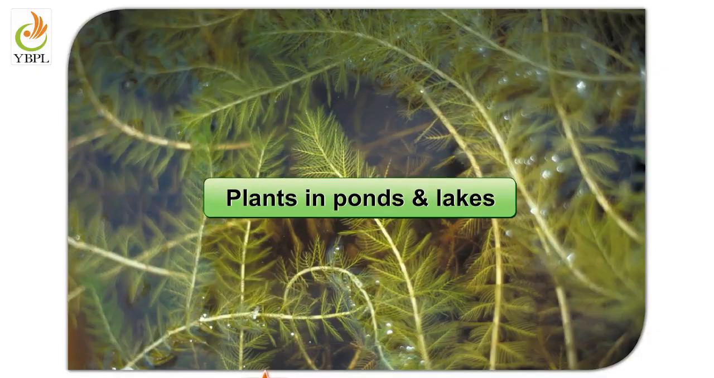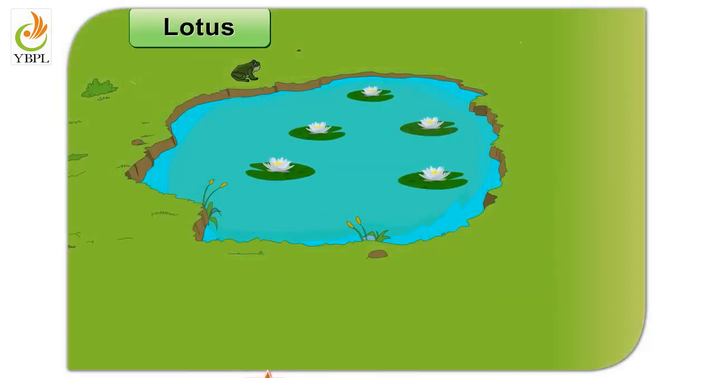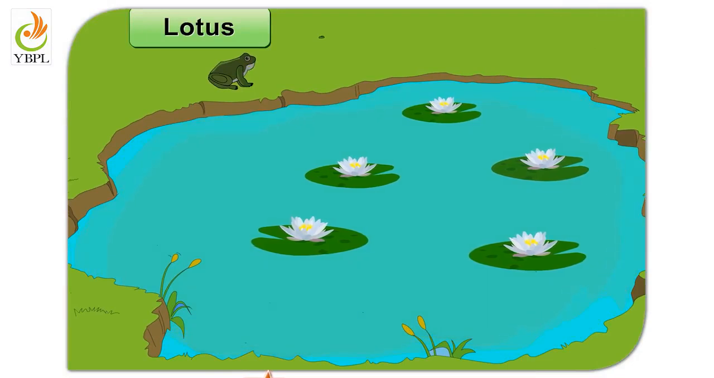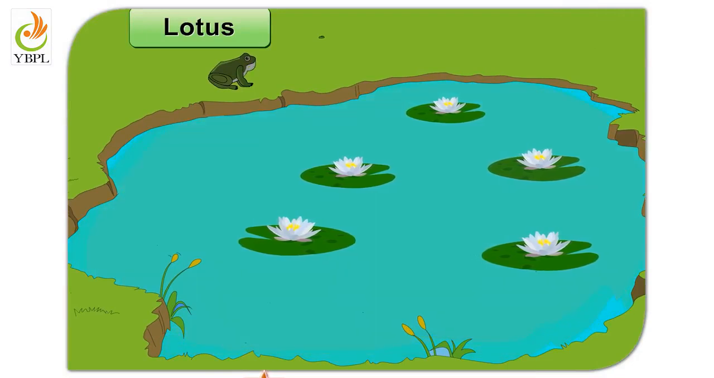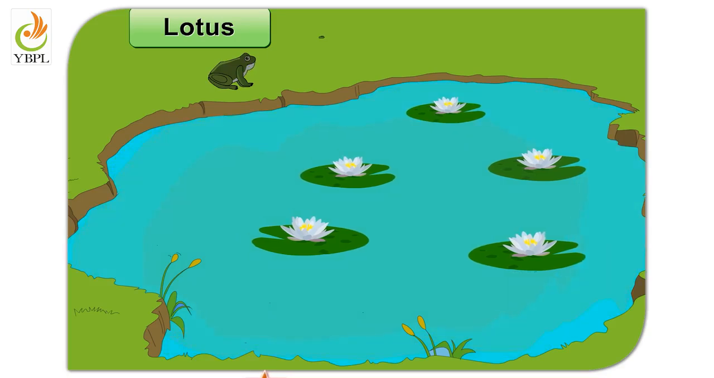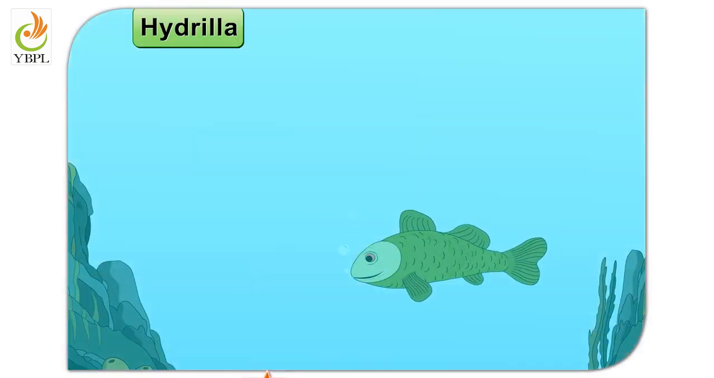A variety of plants grow in ponds and lakes. Free-floating plants like lotus and water hyacinth float freely in water. The leaves are large and flat with a waxy coating on them, making them waterproof. Submerged plants like Hydrilla verticillata remain totally underwater. The leaves are narrow and ribbon-like, allowing water to pass through them without damaging them.